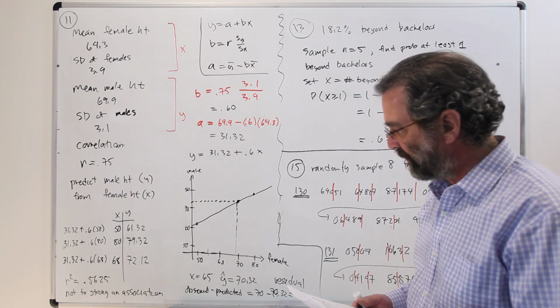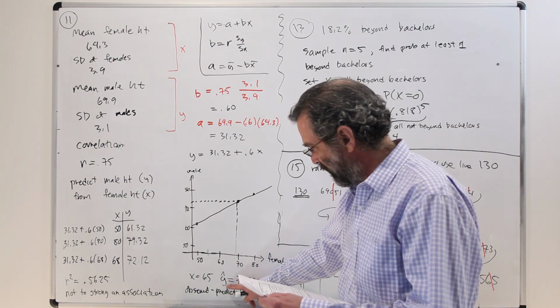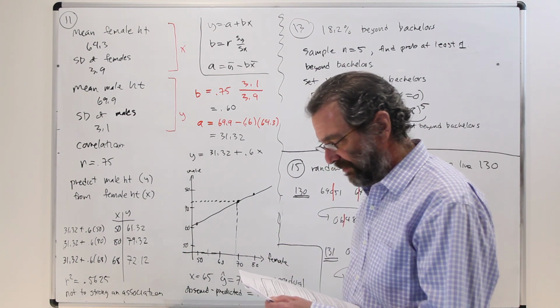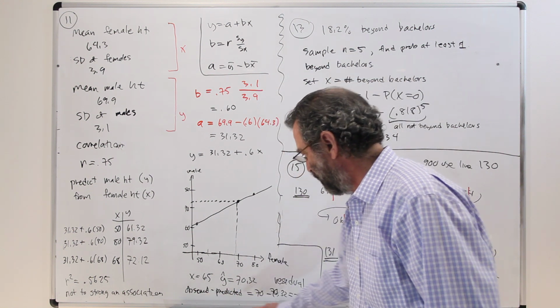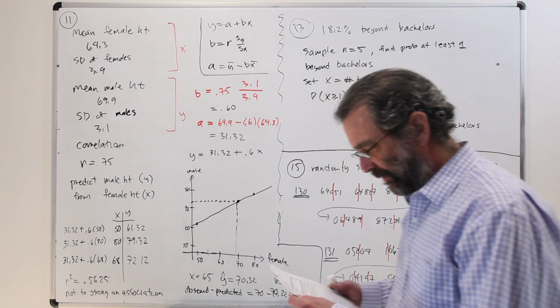Rachel is 65 inches tall. Here she is. Predict the height of her brother Tom. Predicted value is 70.32. If Tom's actual height was 70 inches, find the residual. The residual is observed minus predicted. The observed height was 70, the predicted value was 70.32, so I get minus 0.32 as the residual.